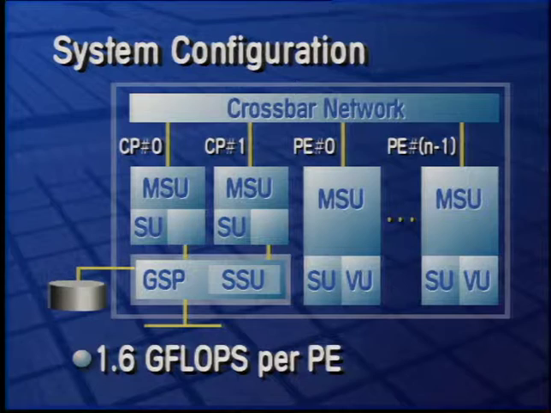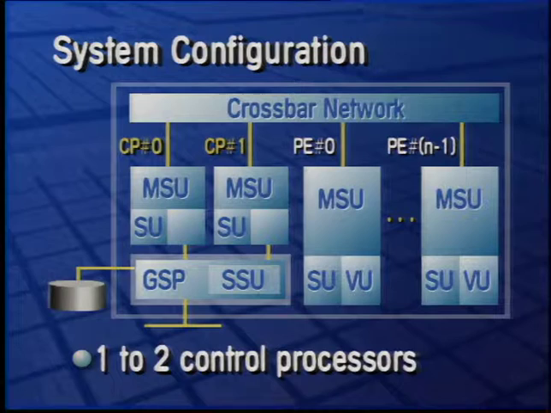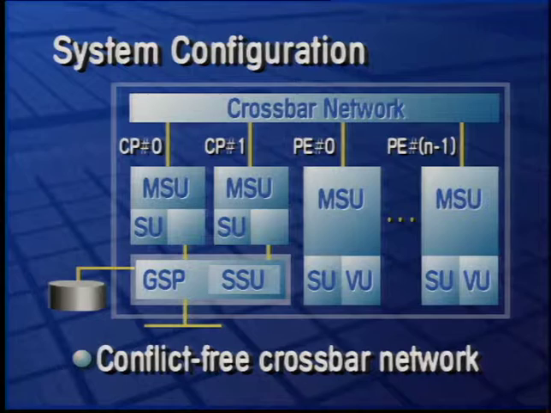There are also up to two control processors, or CPs for short, in this system, which handle job scheduling, resource allocation, and I/O operations. Both the processing elements and the control processors are connected via a crossbar network. This crossbar network is a conflict-free interconnection network, and unless more than one processing element sends the data to the same destination, there's no collision in the data traffic, therefore ensuring very efficient data transfer across the processing elements and the control processors.